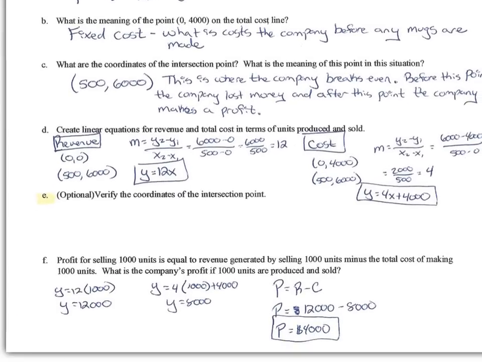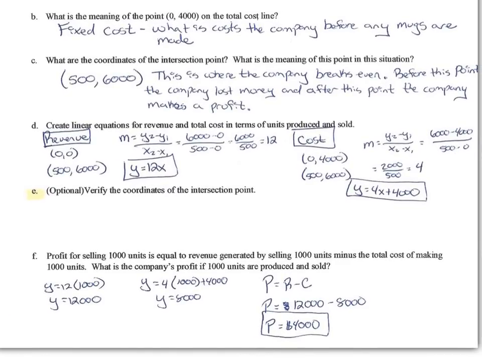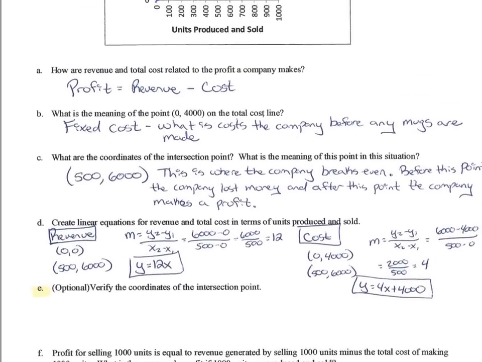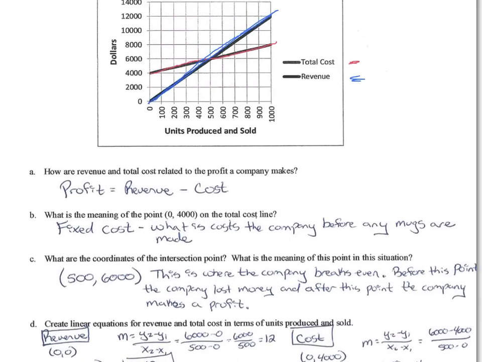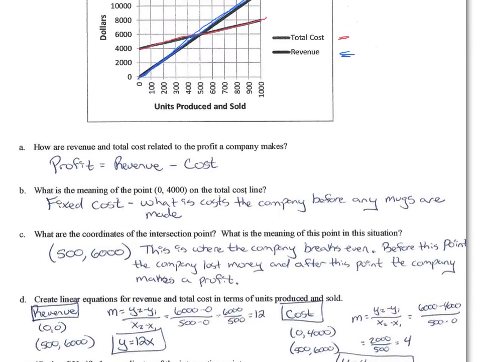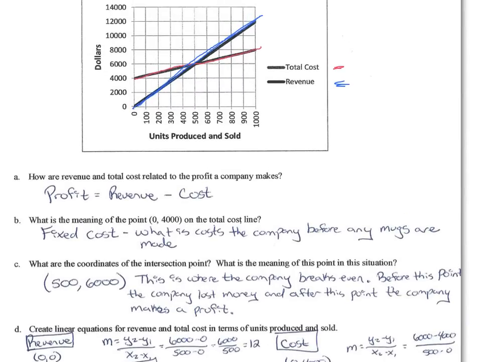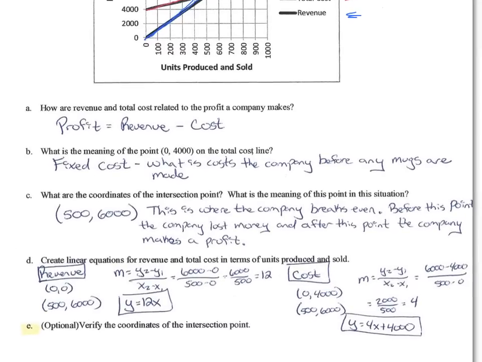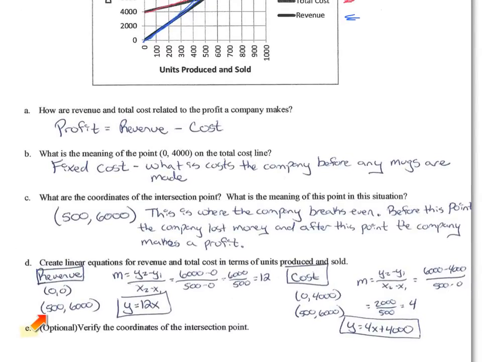Letter D. Create linear equations for revenue and cost in terms of units produced and sold. The way I can come up with an equation, it looks like I did the revenue first, which is my blue equation. I came up with 2 points on that line. I chose the point (0, 0), and I believe I chose the intersection point. The intersection point is (500, 6,000). If I go down and look at my work, that is exactly what I chose.